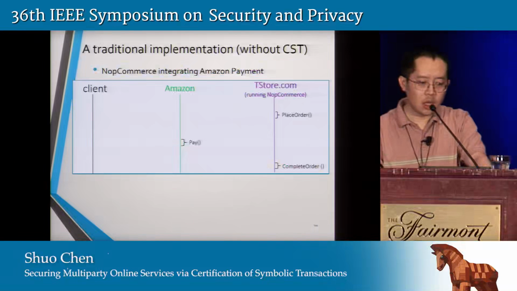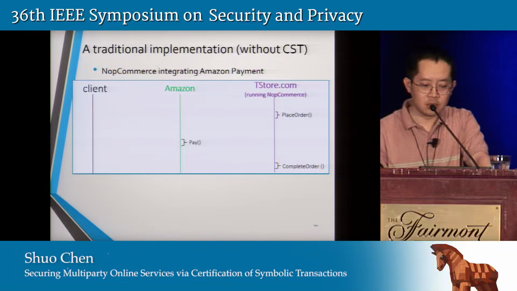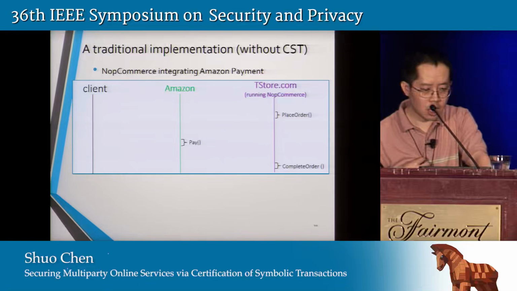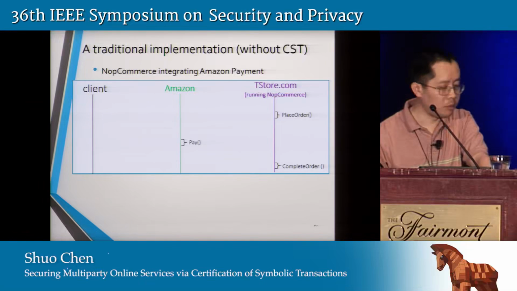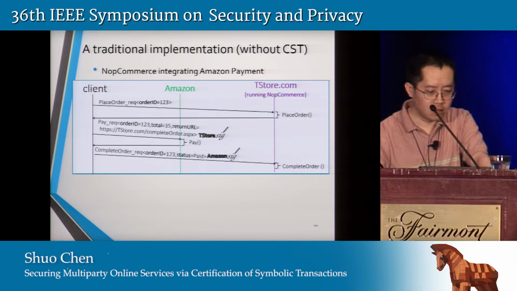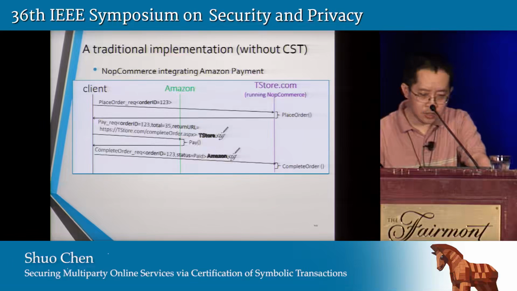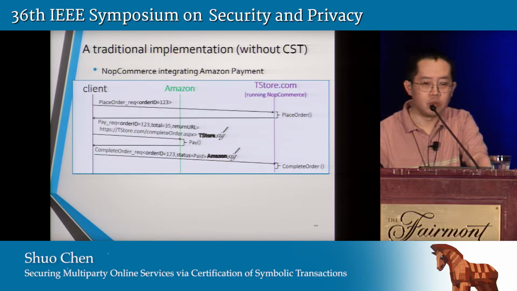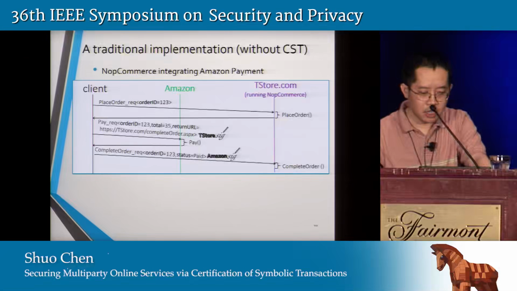Now let's see what a traditional implementation does. So here I'm showing you a real implementation called nopCommerce, which integrates Amazon payment. So you see these are the messages, and you can see that this pay request is signed by T-Store, which is the merchant running nopCommerce, and you can also see another message is signed by Amazon.